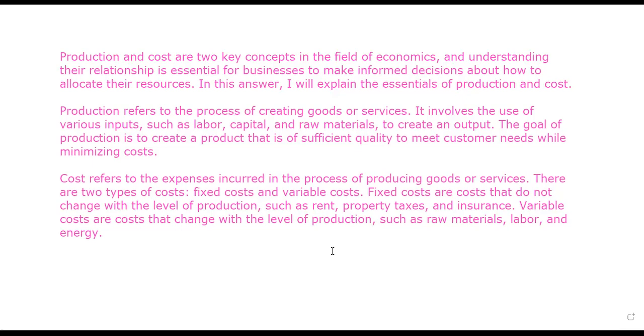So there are two types of costs. They're what we call the fixed costs and the variable costs. The fixed costs are simply costs that do not change with the level of production. Examples include rent, property taxes, insurance. Variable costs are costs that change with the level of production, such as material cost, labor, as well as energy.